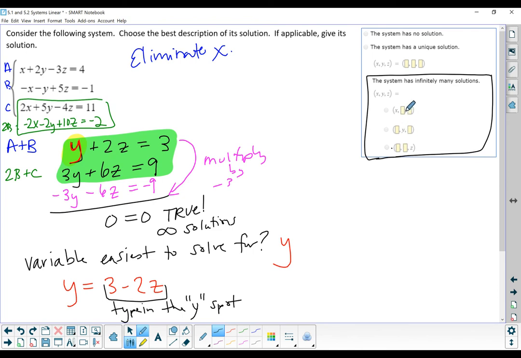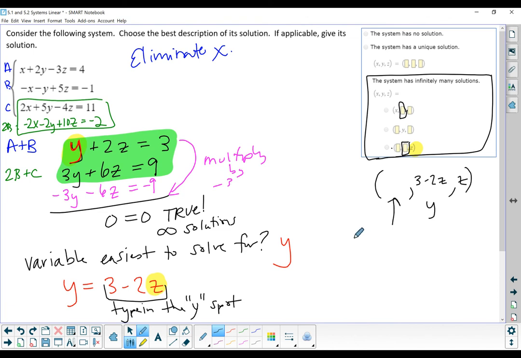So it's going to go in this middle slot right here. And the one that you choose is the one that has that variable contained in it. So I'm going to pick the one that has a z, and I would type this 3 minus 2z in that spot for y. Y is equal to 3 minus 2z. So I have the z here.